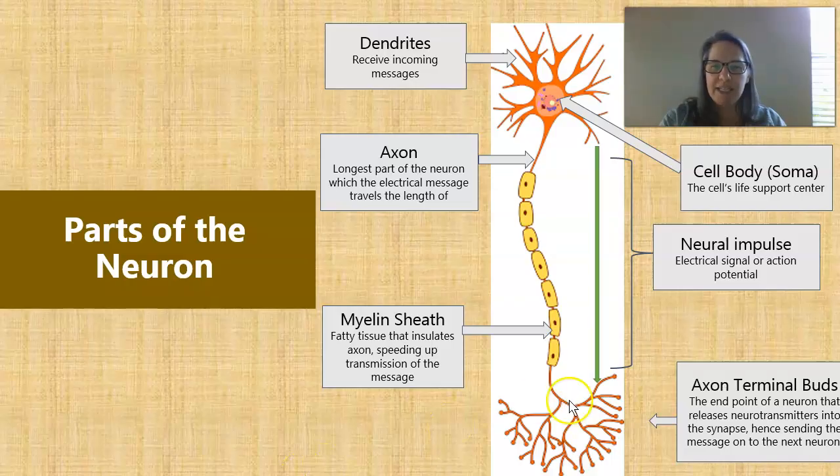And then the last thing down here at the bottom are the axon terminal buds. This is the end point of our neuron, and it's here where neurotransmitters are released. More on that in the next video. But neurotransmitters are released and then the message is sent on to the very next neuron.